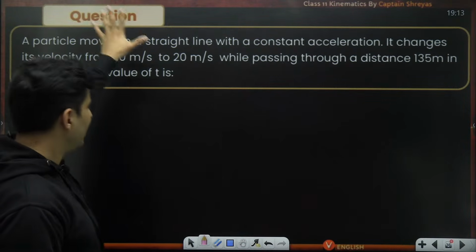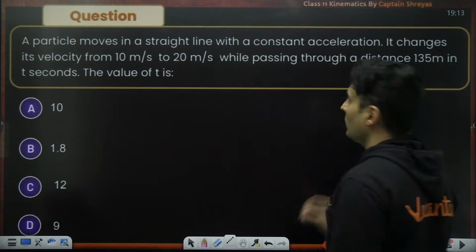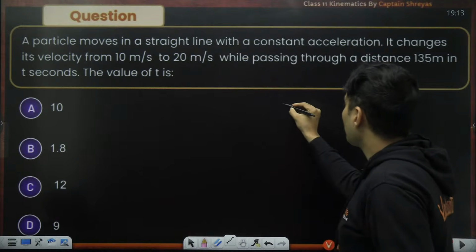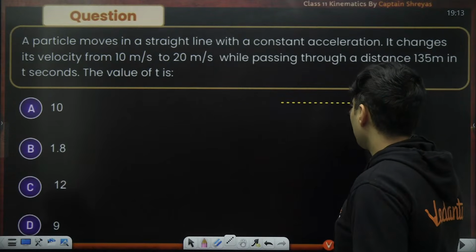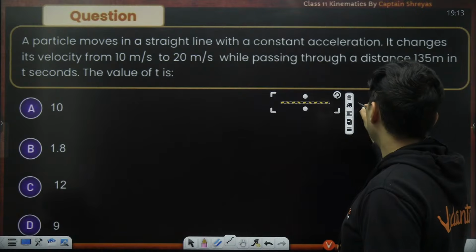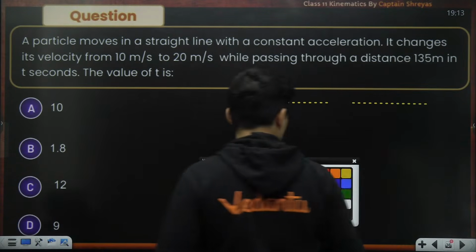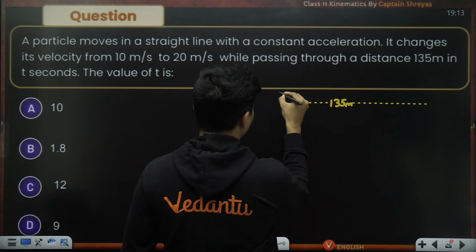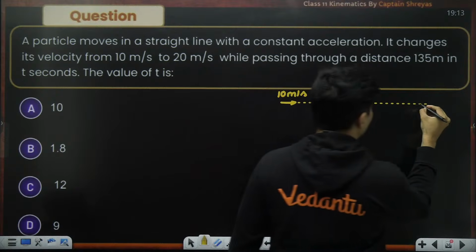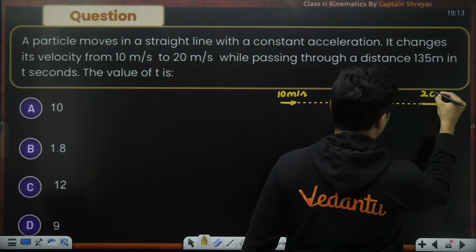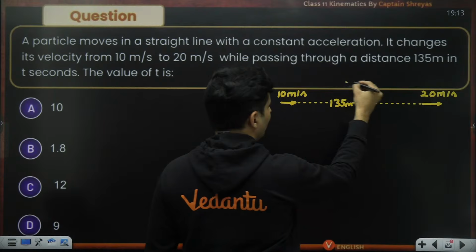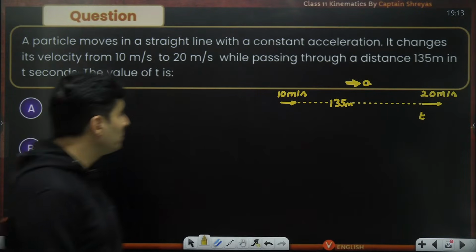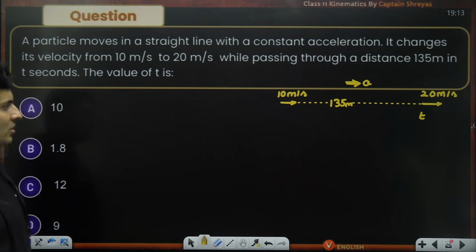All right. So let's draw. Without drawing, how can we proceed? It is moving with constant acceleration, changes velocity from 10 to 20. So maybe earlier it was 10, then it becomes 20. And in this process, it has moved 135 meters. Original velocity 10 meters per second. Final velocity 20 meters per second. How much is the acceleration? I don't know. How much is the time taken? That also I don't know. So the question is to find time.